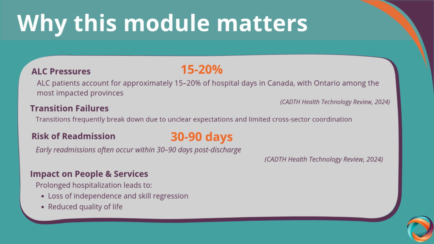It often signifies a delayed discharge, meaning they no longer require hospital-based services but cannot yet transition safely to the community. These delays are often not due to clinical instability, but due to gaps in planning, coordination, and system readiness. When transitions are not well supported, individuals are at an increased risk of readmission, often within the first 30 to 90 days. We also see transitions break down when expectations are unclear or when there is limited coordination between hospital and community teams. The impact is significant for individuals.